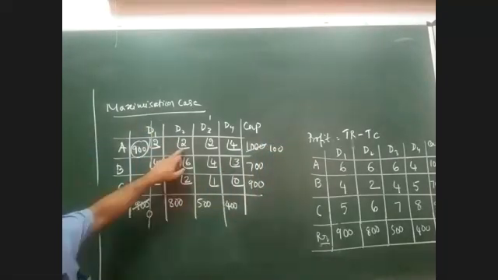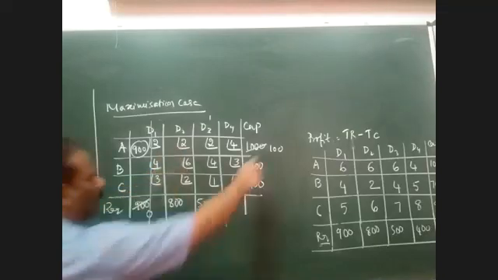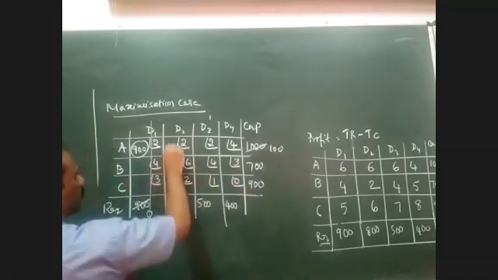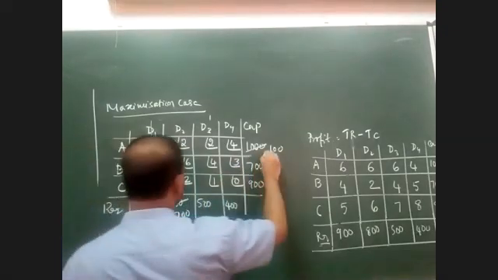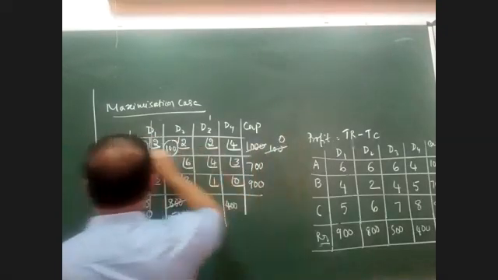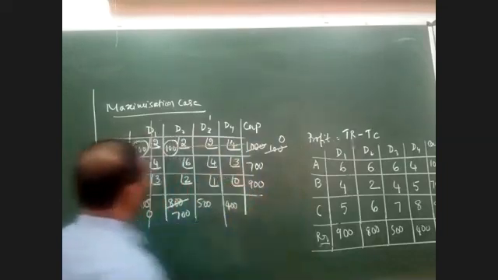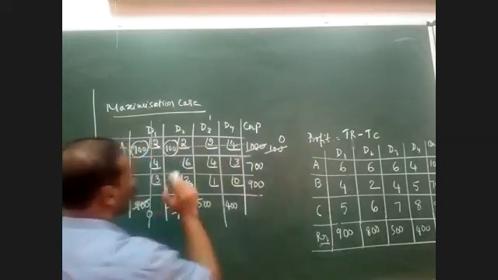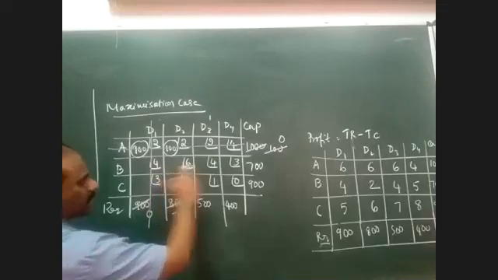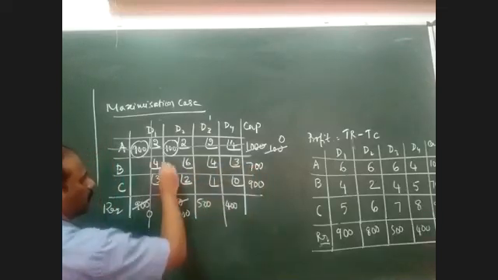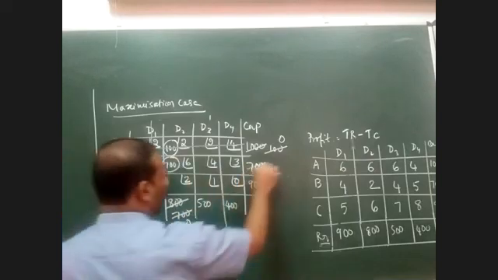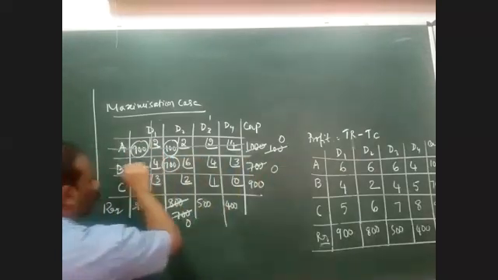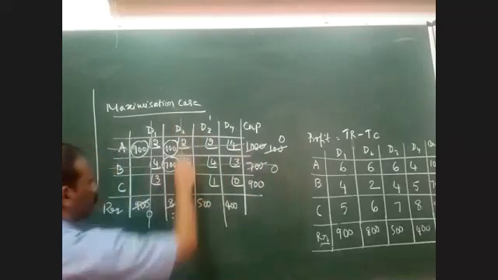Now you can see the northwest element is 2. 100 is there, 800 is there. So I can take 100. This becomes 700, and this becomes 0. Therefore, A is completely gone. Now the matrix is reduced to this much. The northwest element is 6. 700 and 700 is there. So I can take the entire 700. This becomes 0, and this also becomes 0. Therefore, B is also gone, and D2 is also gone.